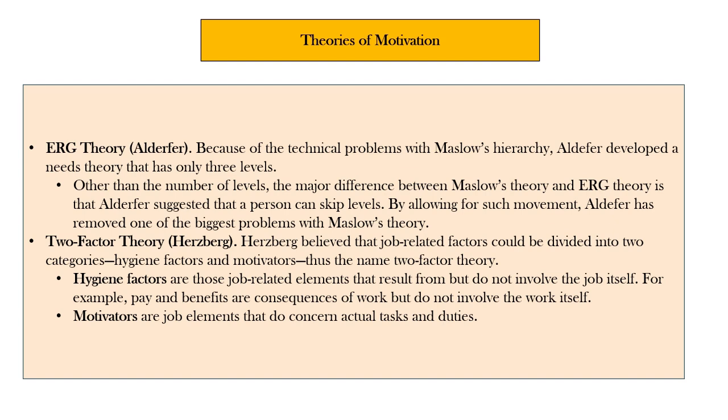It's not the direct compensable factor. Okay? I mean, benefits are not the direct consequences of work. Okay? It does not involve the work itself, but it's actually a consequence, but it's not a direct consequence. Next is motivator. These job elements concern actual tasks and duties. Examples of motivators would be the level of responsibility, the amount of job control, and the interest that the work holds for the employee. Okay, that's the two-factor theory of Herzberg.